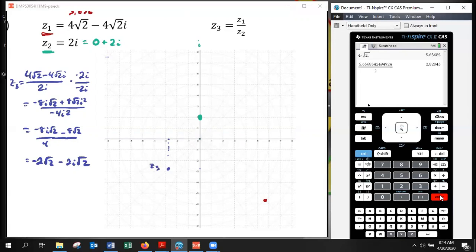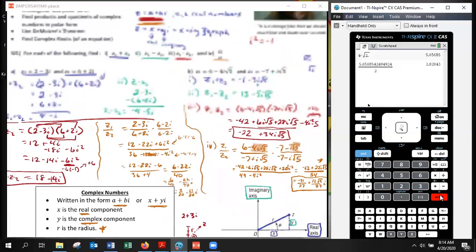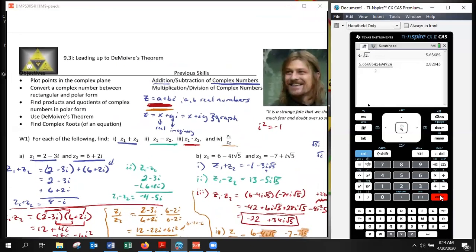So hopefully this was a good semi-review for you of what you did in Algebra 2. And this is kind of setting the stage for what we are doing in our pre-calculus as we're actually going to be working with the polar system, because I know we haven't done that just yet. Simply what we've done is we've reviewed these skills of addition, subtraction, multiplication, division, and then we've plotted the points in the complex plane.